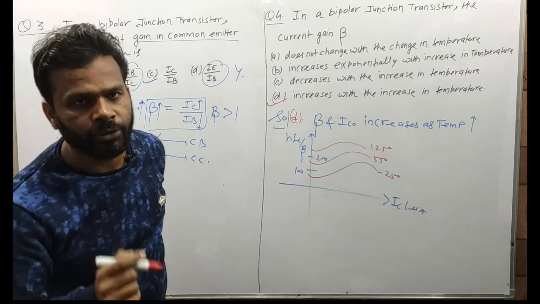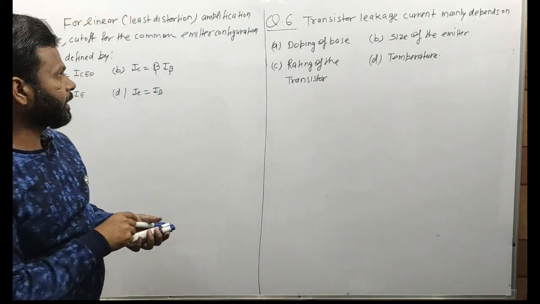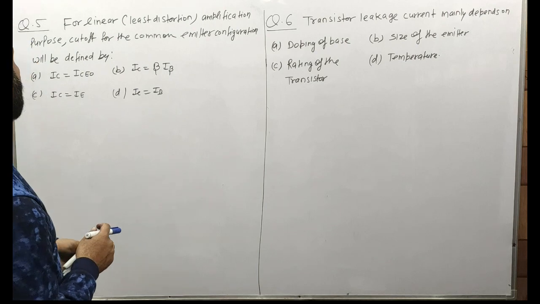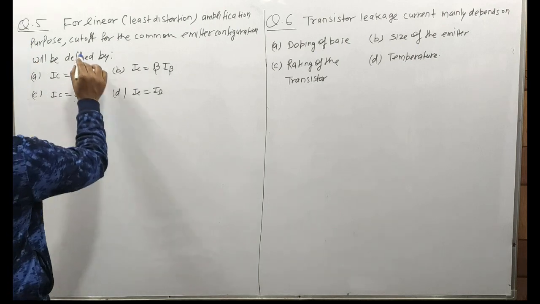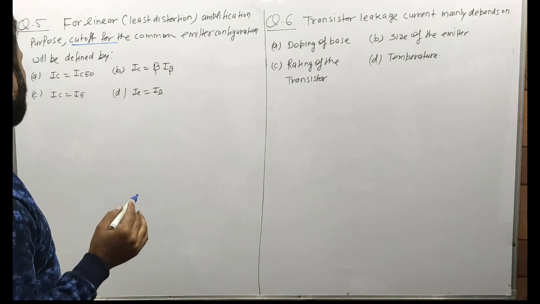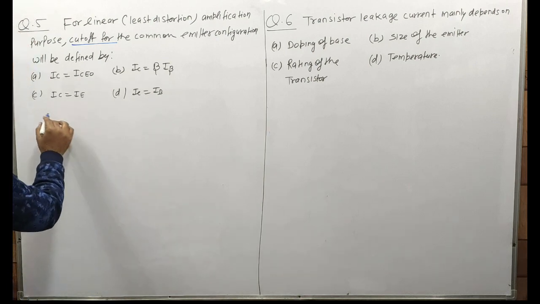Clear? Next question देखते हैं. Now fifth और sixth question देखते हैं. For linear, that is least distortion amplification purpose, the cutoff for the common emitter configuration will be defined as by. So solution देखते हैं now.